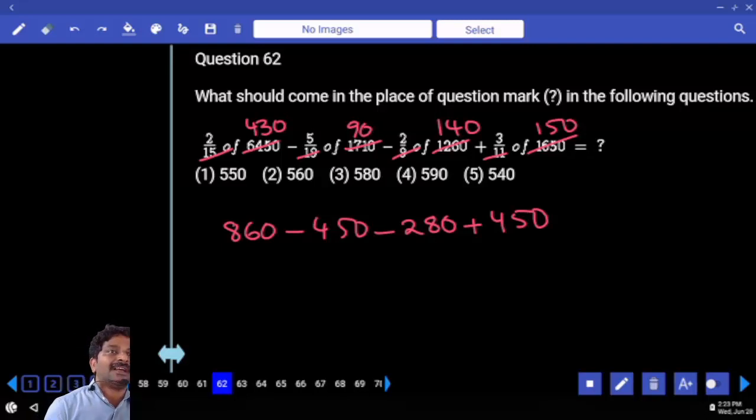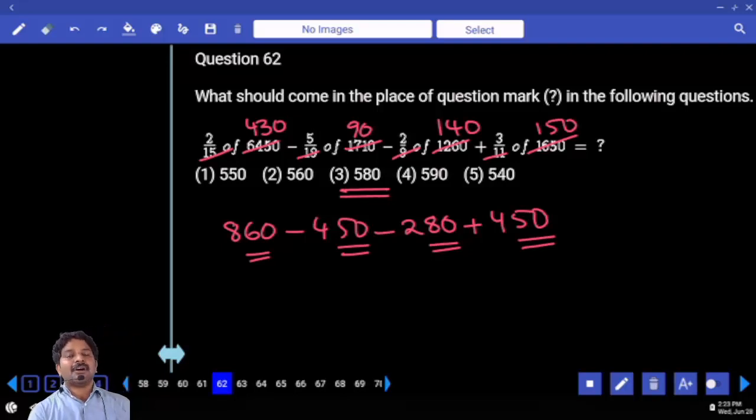Otherwise, you can verify last 2 digits. Meaning, 60 minus 50. 10. 10 minus 80. 30. 10 minus 80. 30. 30 plus 50. 80. Answer ends with 80. 580. When you look at your options, all the numbers, last 2 digits are different, right? Hence, I am directly going with last 2 digits.